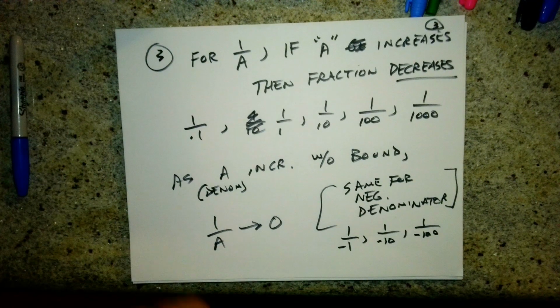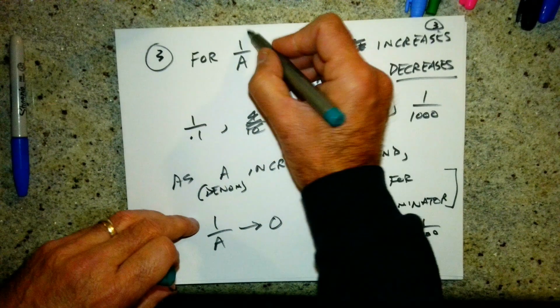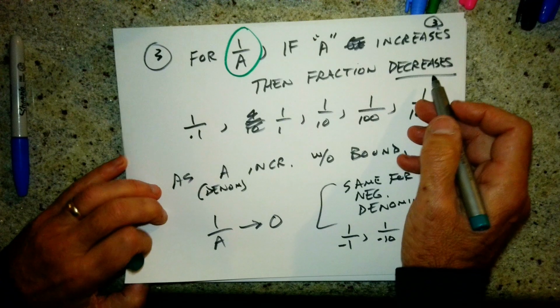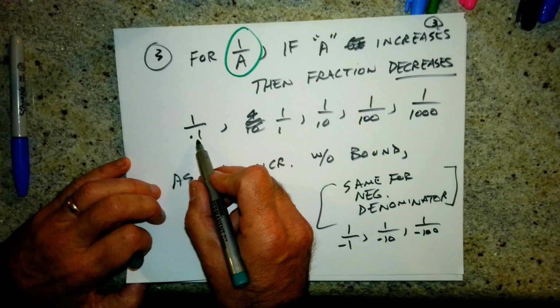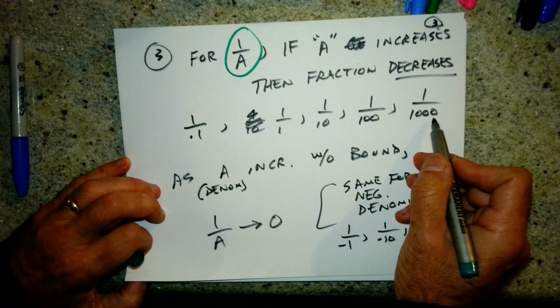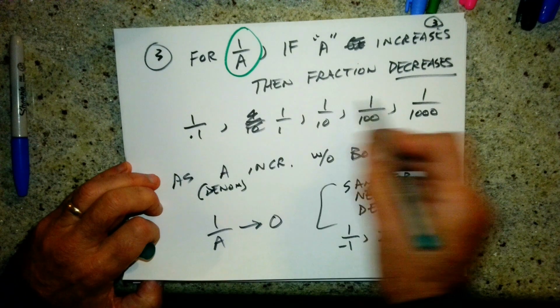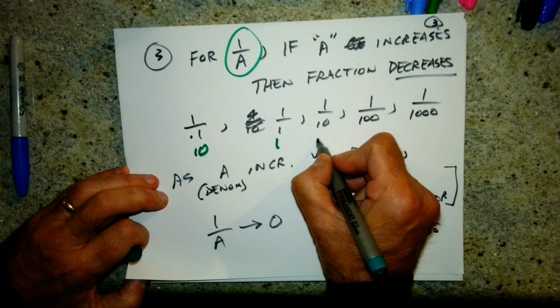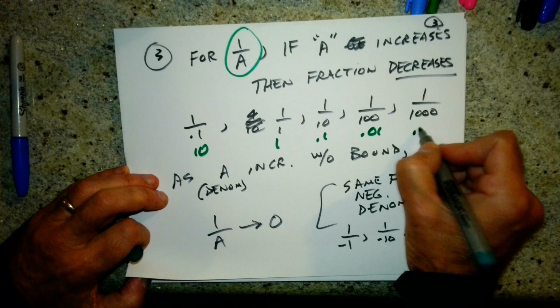Okay, finally, what happens if the denominator increases? So here's our fraction, 1 over a. If we let the denominator increase, then the fraction decreases. For example, look at these denominators: 0.1, 1, 10, 100, 1,000. The denominator is increasing while the numerator is staying constant. This is 10, this is 1, this is 0.1, 0.01, and 0.001.